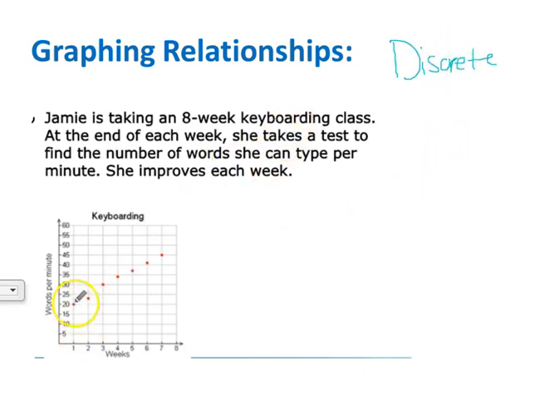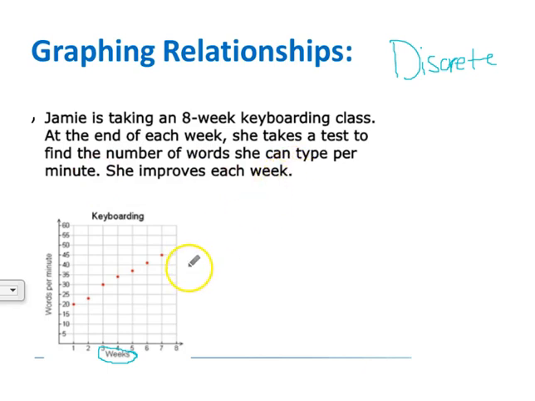A discrete graph is when you have points on a graph that are representing a situation. So let's look at an example of a discrete graph. So we can also graph discrete relationships. Here we've got the situation: Jamie is taking an 8-week keyboarding class. Notice how time is in weeks, and that's on the x-axis. At the end of each week, she takes a test to find the number of words she can type per minute. She improves each week.